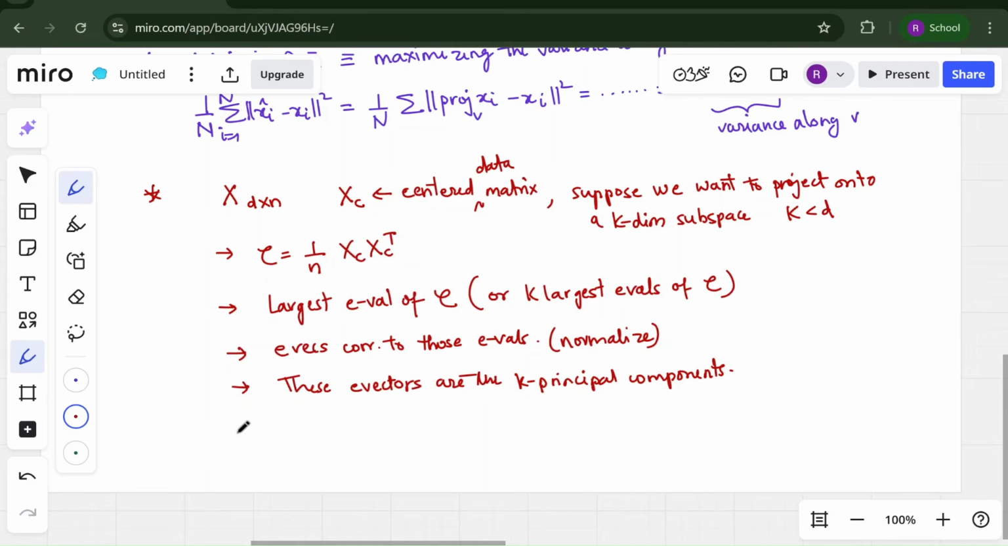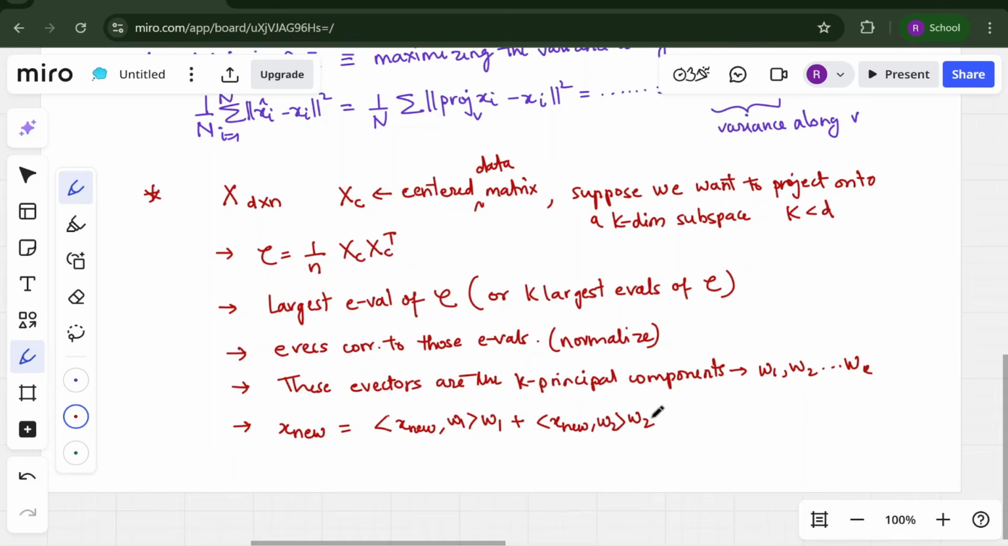Now what happens to a new data point? For a new data point, let's say x new, we write x new as x new inner product with w1 times w1. What is w1? The k principal components, let me call them w1, w2 up to wk. Then this can be written as this plus x new inner product with w2 times w2.